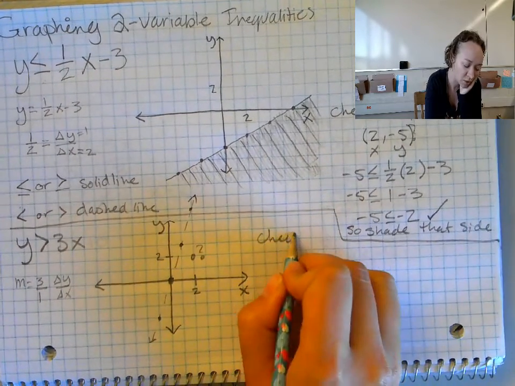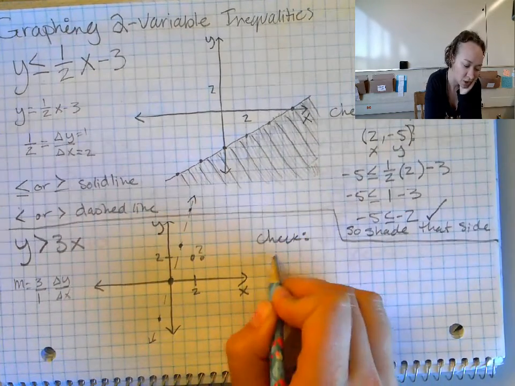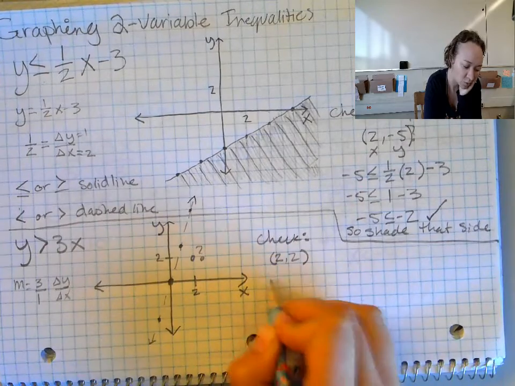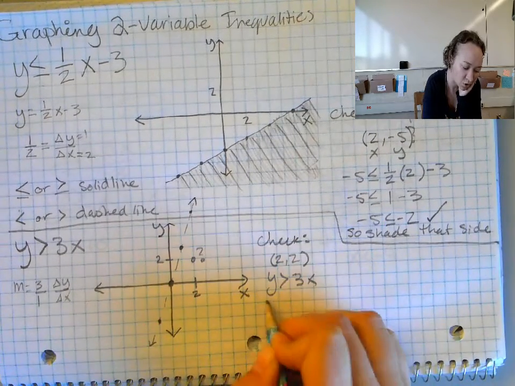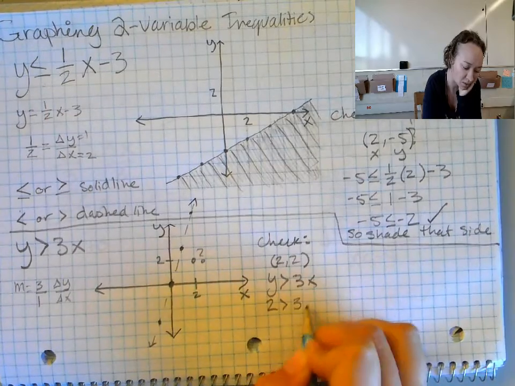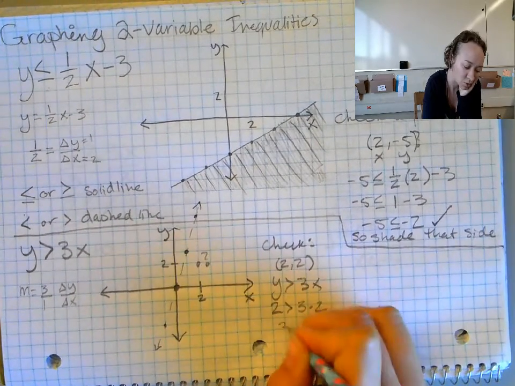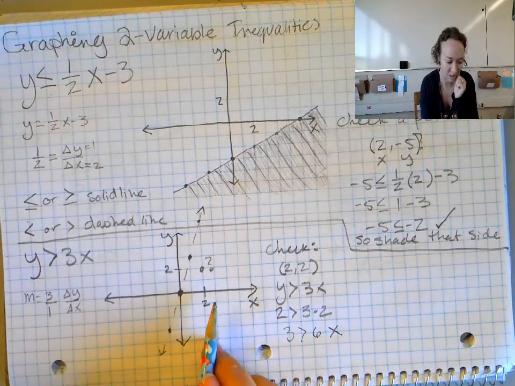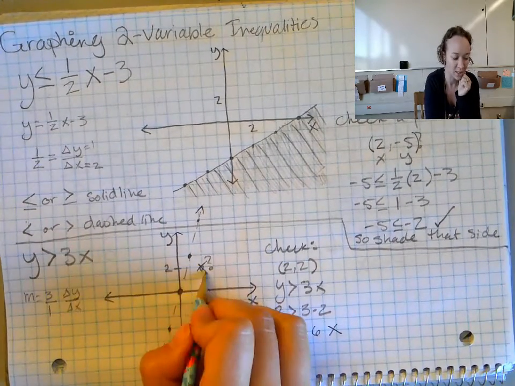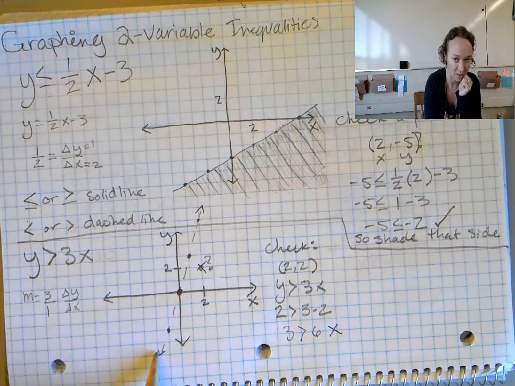So I'm checking a point. I'm going to check (2, 2). So y is greater than 3x. So 2 is greater than 3 times 2. Oh, that's not true. 2 is not greater than 6. Nope. So I'm not going to shade this side. Instead, I'm going to shade this side over here.